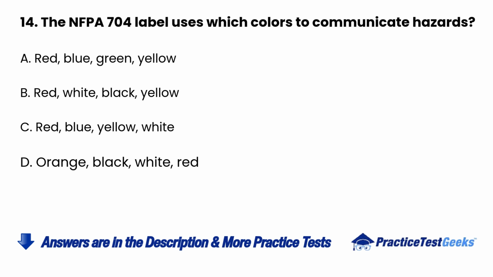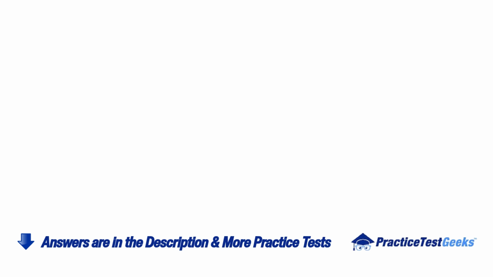14. The NFPA 704 label uses which colors to communicate hazards? A. Red, blue, green, yellow. B. Red, white, black, yellow. C. Red, blue, yellow, white. D. Orange, black, white, red.